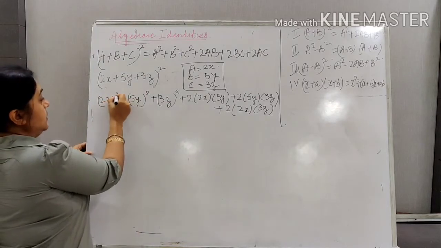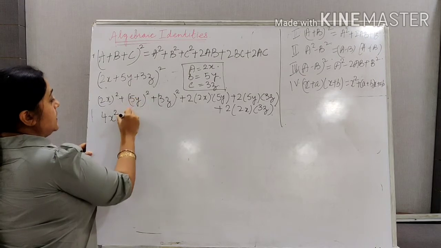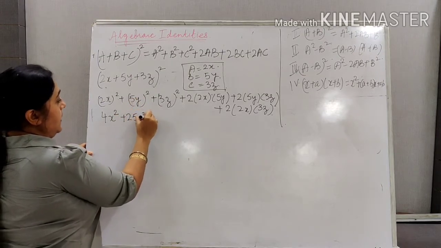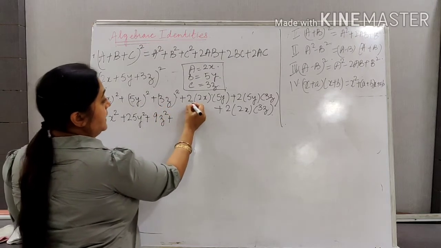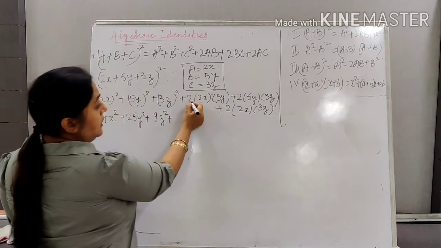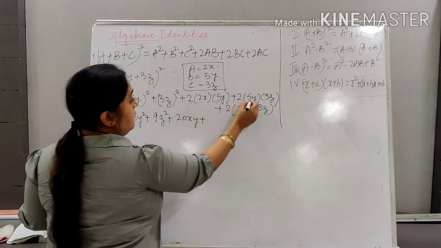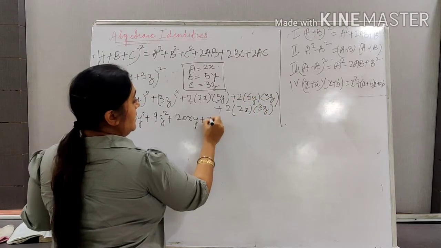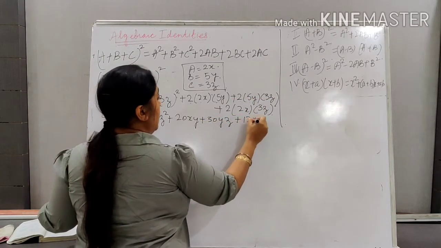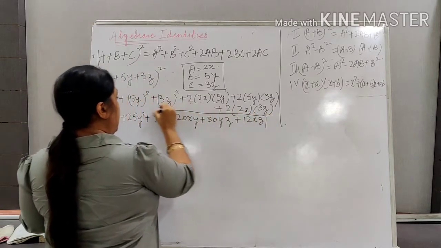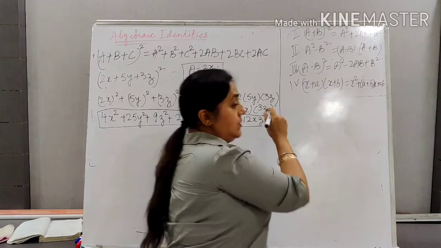Again, what will be the answer? 2 square is 4, x square is x square. 5 square is 25, y square. 3 square is 9, z square. Now please multiply these: 2 into 2, 4 into 5, 20xy. Similarly, 5 threes are 15, 2 times is 30yz, plus 3 twos are 6, 12xz. Ultimately, this is the expansion of (a plus b plus c) whole square.